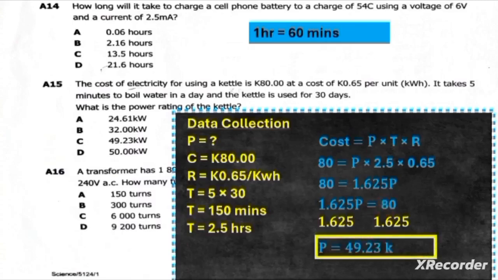Power is equal to 49 kwacha 23 ngwe. So we are looking for power. So power is equal to 49.23 kilowatts. Okay, so our correct answer therefore is C.